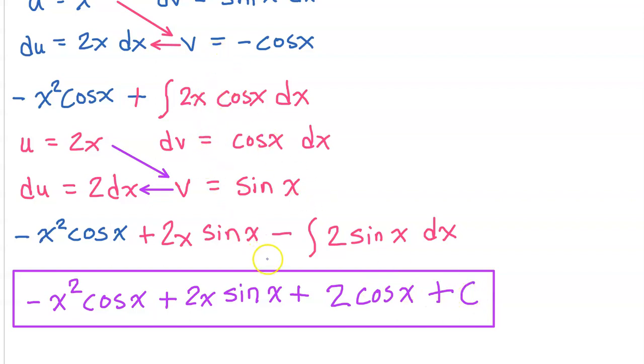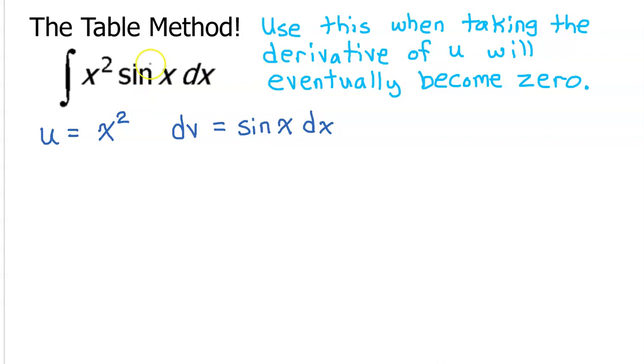That procedure was a little bit long, so luckily there is a shortcut that we can often use to make this go a lot faster. The shortcut is called the table method, and we can use this when taking the derivative of u will eventually become 0. You start off the same way by stating what your u is and what your dv is, but then just go ahead and take the derivative of your u over and over again until it becomes 0. So the derivative of x squared is 2x, and then the derivative of 2x is 2, and the derivative of 2 is 0.